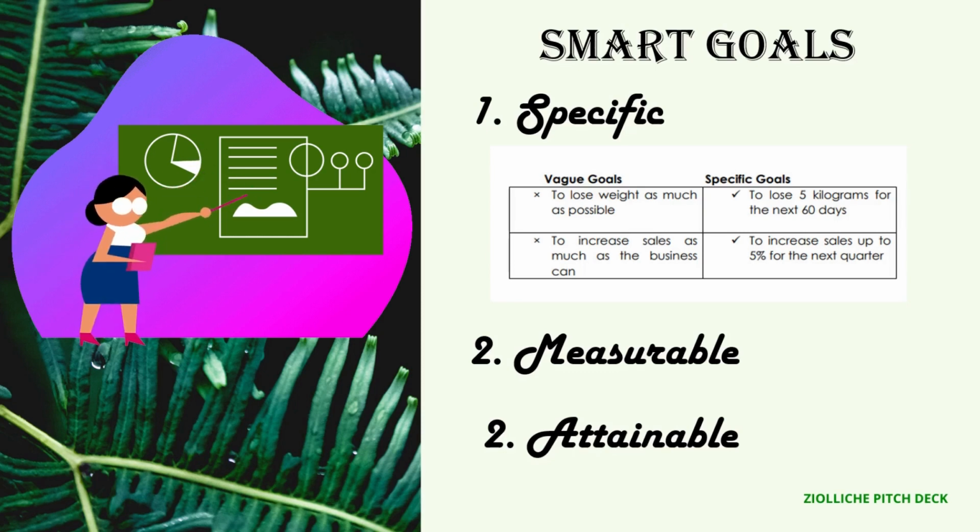Another is attainable. Goals should be realistically attainable within the time frame and resources available.